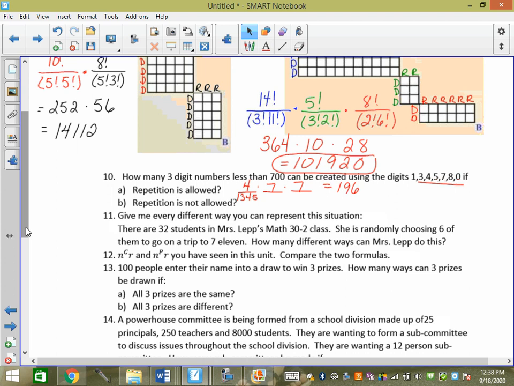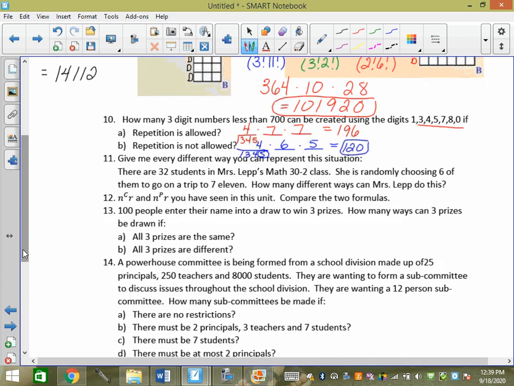The next one, if repetition isn't allowed, I go 1, 3, 4, 5, which is 4. I box and hold the 0. So now I would have 6 for this one, and then I hold one there, so then I'd have 5. So it's 4 times 6 times 5, which is 120.